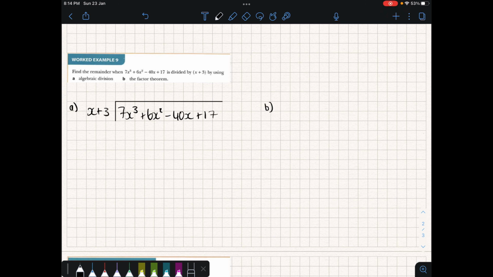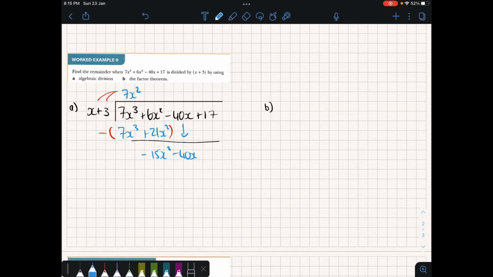So here we are asked to find the remainder when this function is divided by x plus 3, and we can do this two ways, either using algebraic division or the factor theorem. So using algebraic division, how many times does x go into 7x cubed? That would be 7x squared. As before, we multiply throughout, so we get 7x cubed plus 21x squared. Subtraction next: so minus 15x squared, and we bring down minus 40x.